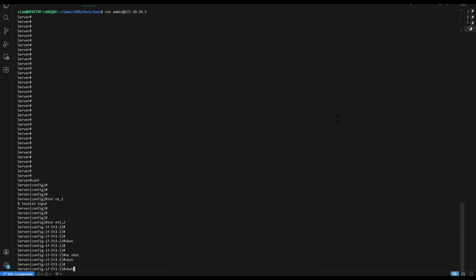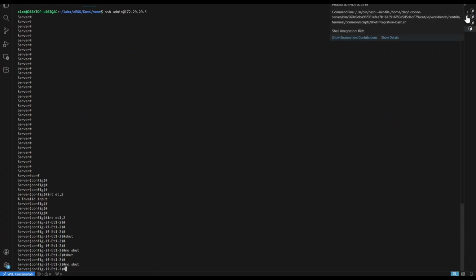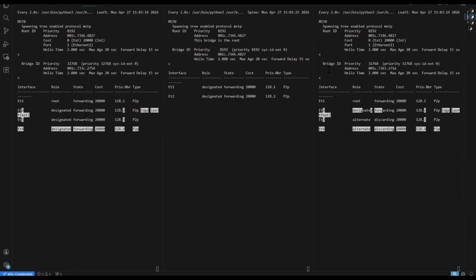Let me go to the server. Now I'm going to give no chat. I'll click no chat immediately and go to the leaves. Click go. Now if you see, immediately they are coming to forwarding state. Both ET2 on leaf 1 and 2 are immediately coming to forwarding state. There's no delay.